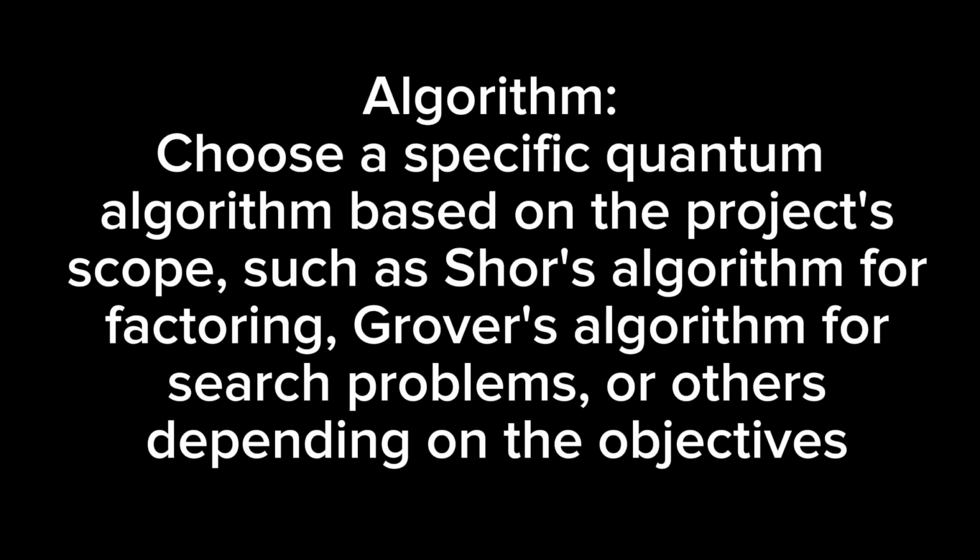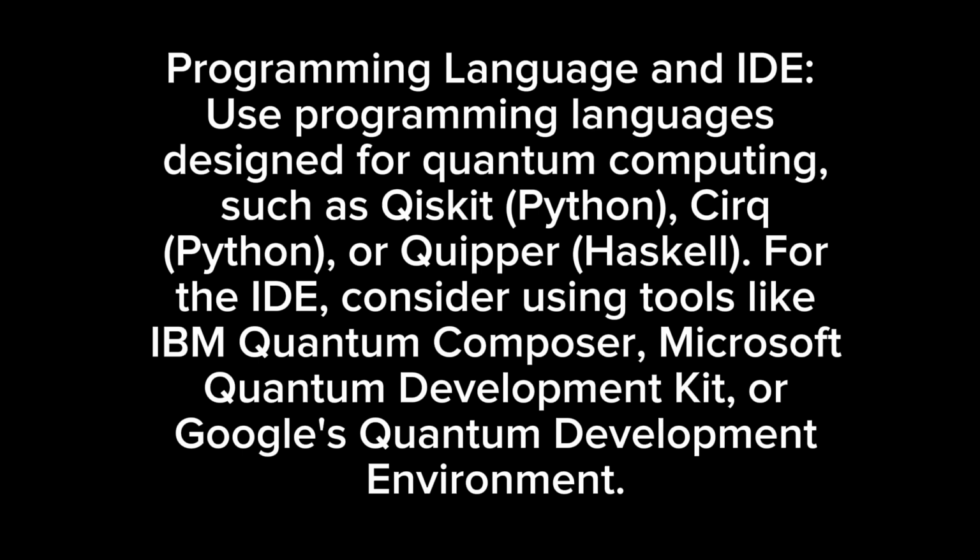Algorithm: based on the project scope, such as Shor's algorithm for factoring, Grover's algorithm for search problems, or others depending on the objectives. Programming language and IDE: use programming languages designed for quantum computing, such as Qiskit (Python), Cirq (Python), or Quipper (Haskell). For the IDE, consider using tools like IBM Quantum Composer, Microsoft Quantum Development Kit, or Google's Quantum Development Environment.